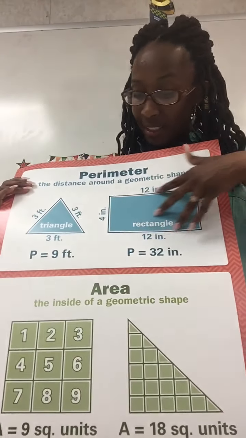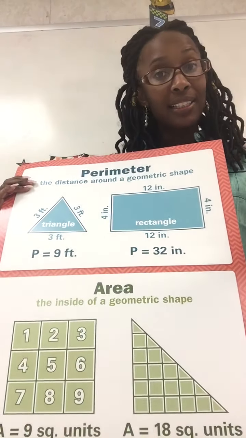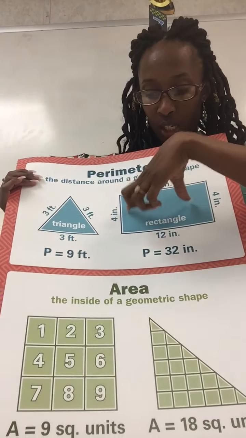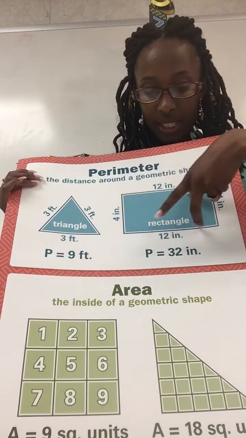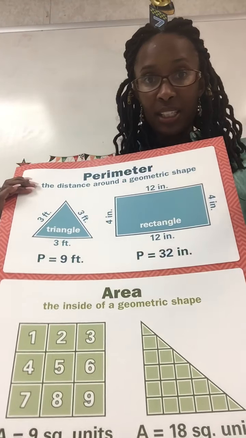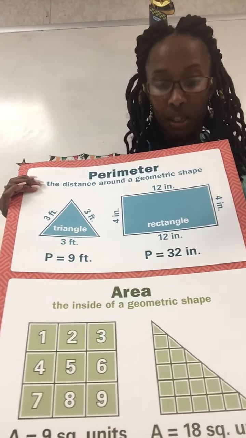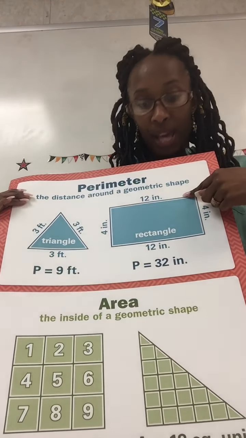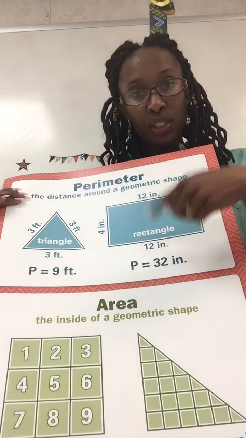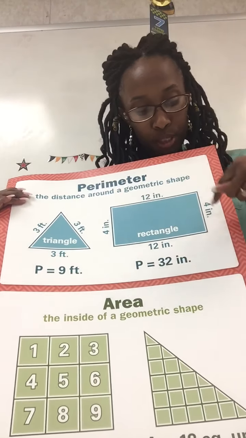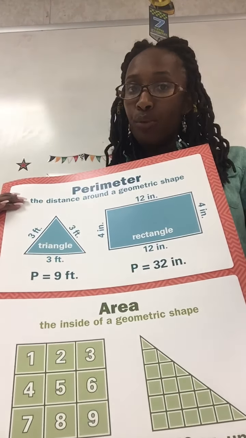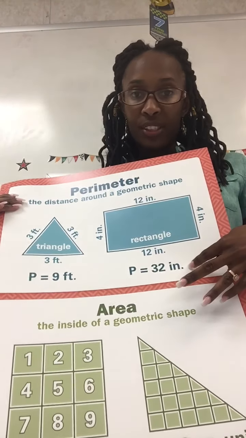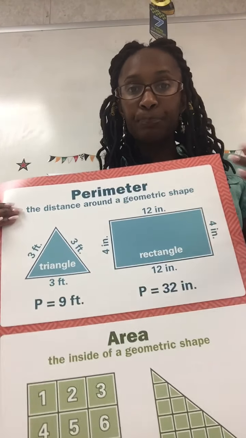Well, this shape over here is not a triangle. In fact, it is a rectangle because it has 1, 2, 3, 4 sides. These 2 sides are parallel and these 2 sides are parallel. Remember, they never ever touch, but they do go in the same direction. So if we wanted to know the perimeter of this rectangle, we have to add 12 plus 12, which is 24, and 4 plus 4, which is 8, and 24 plus 8 makes 32. That's why you see 32 inches for the perimeter here.